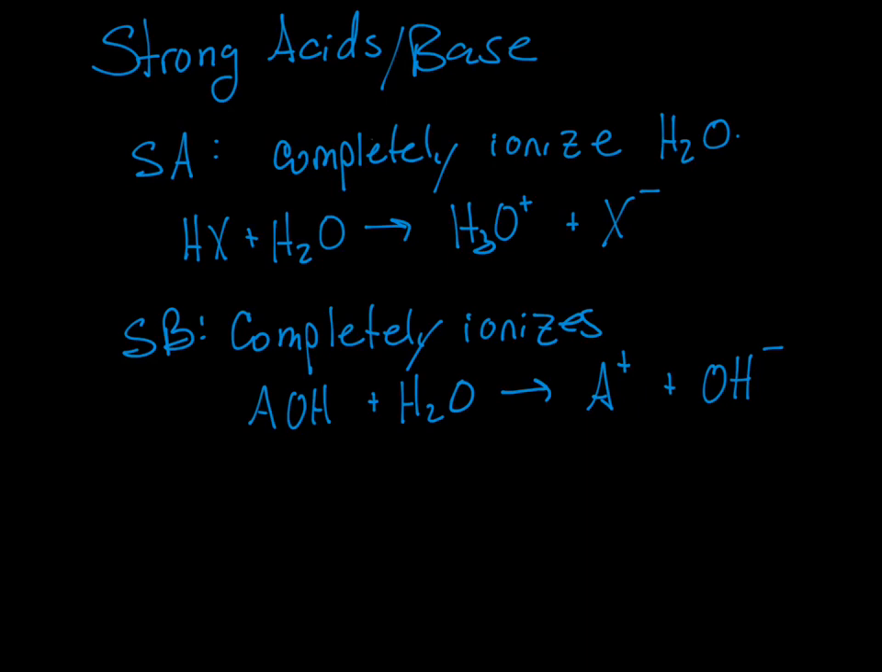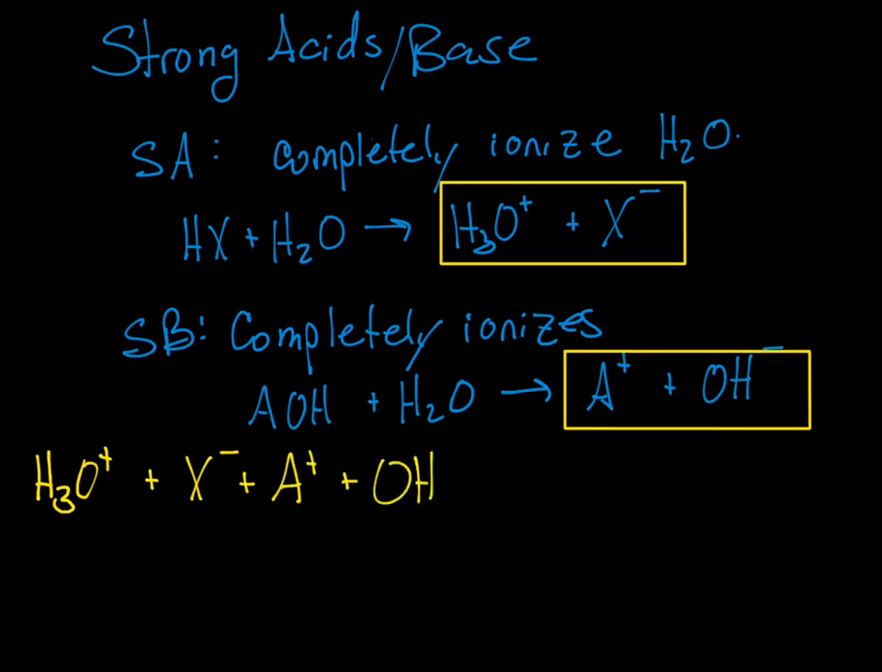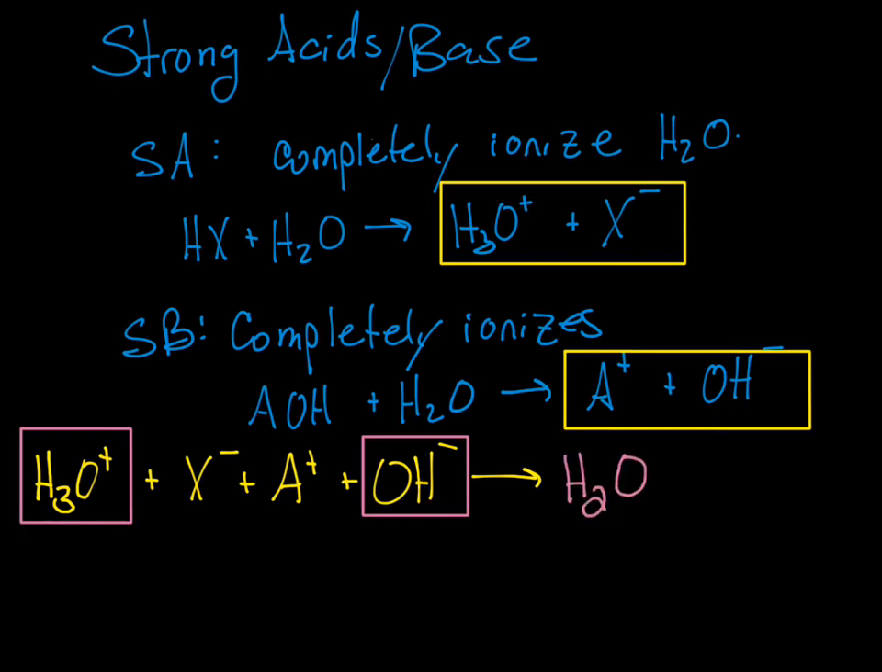So now let's mix together our strong acid and our strong base. We'll take the H3O plus, the anion from the acid, and the cation plus the OH from the base. So what's going to happen here? Well, the H3O plus and the OH minus are going to interact, giving us water.